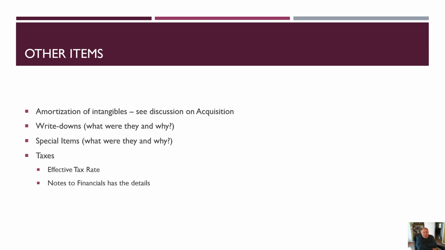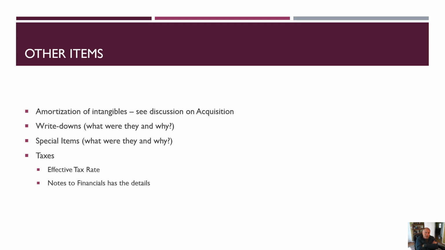We want to make sure we understand what's happening with it. Other items? Well, amortization of intangibles, which we saw in the discussion on acquisitions. You saw that. But we want to find out when there are write-downs or special items, we want to know what they were and why. Okay? So you look at this and say, okay, we wrote down the value of our intangible. Well, why did we write it down? Because we had made a set of assumptions when we established it about its value. Based on what's happening, its current value has changed.